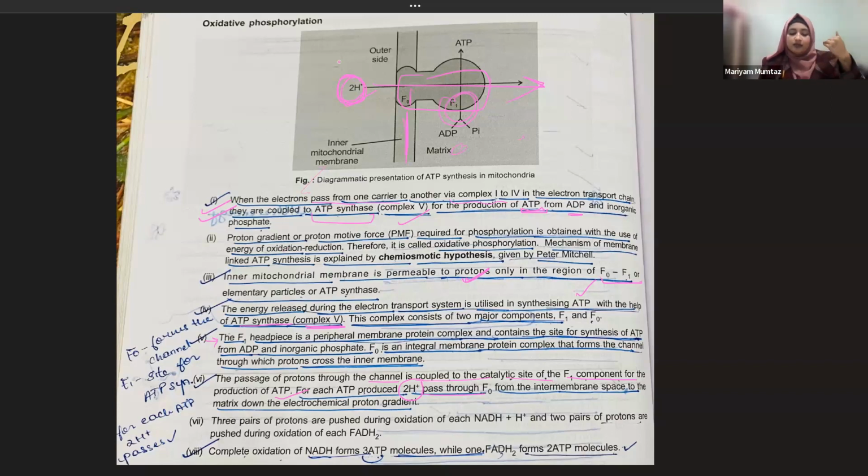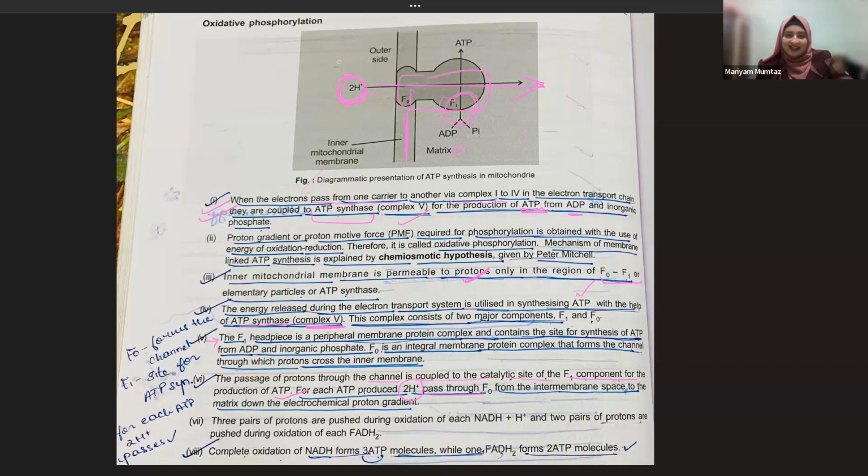Now, when the protons pass through this channel, meaning F0, F1, or I can say it passes through ATP synthase, which is the complex 5, during that process ATP is synthesized. Now, in order to synthesize 1 molecule of ATP, we require 2 protons.